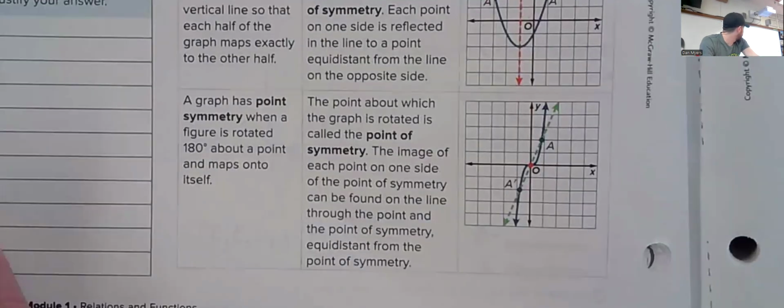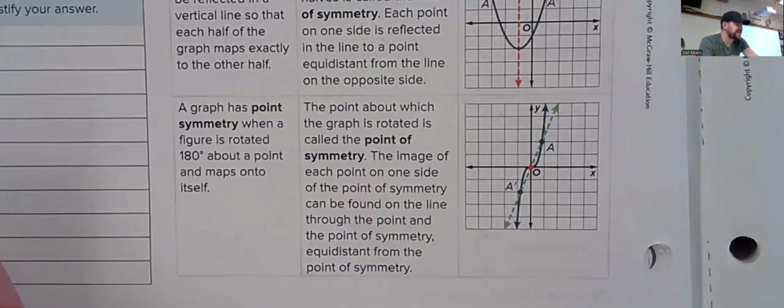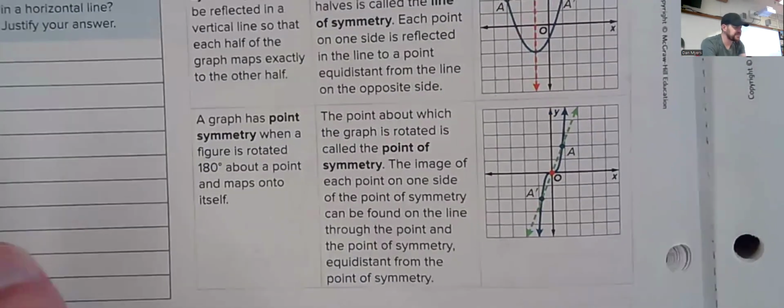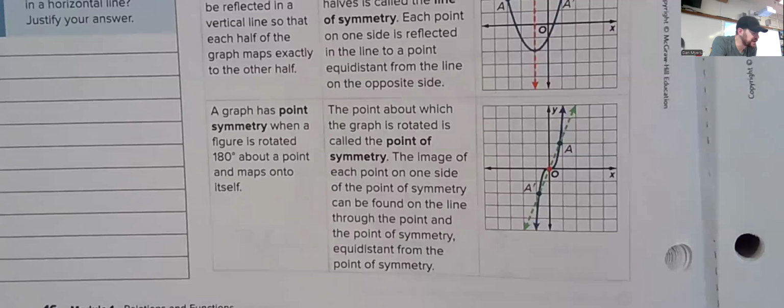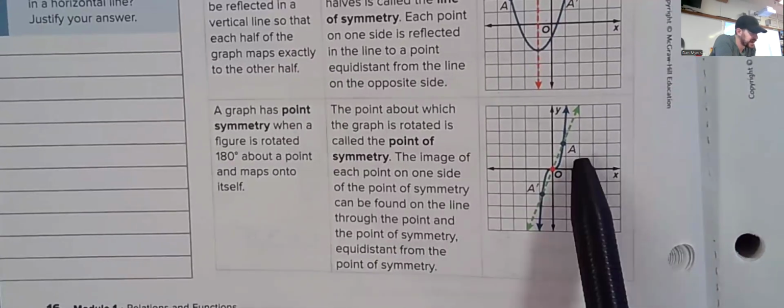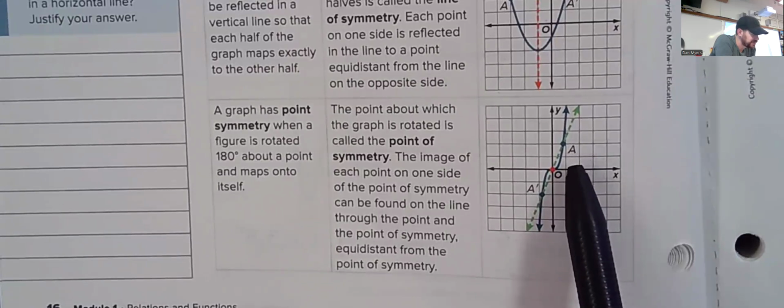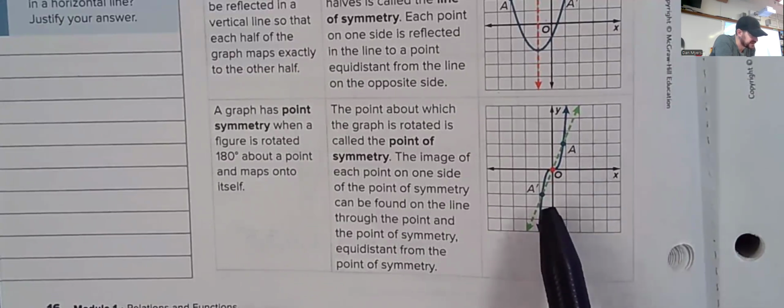The point about which the graph is rotated is called the point of symmetry. Sometimes it's in the very middle of the graph, like here. Sometimes it's not. The image of each point on one side of the point of symmetry can be found on the line through the point of symmetry, equidistant from the point of symmetry.